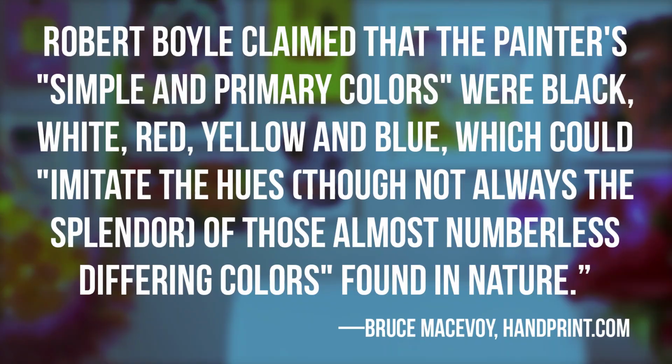As scientists began to dabble in color theory, one chemist, Robert Boyle, claimed that the painter's simple and primary colors were black, white, red, yellow, and blue, which could imitate the hues, though not always the splendor, of those almost numberless differing colors found in nature. That last quote by Robert Boyle is really important, but we'll have to get back to it later. First, we need to talk about Newton and his game-changing book, Optics, that came out in 1704. This one book split the artistic and scientific community in half and was a catalyst for centuries worth of research into how we perceive color.